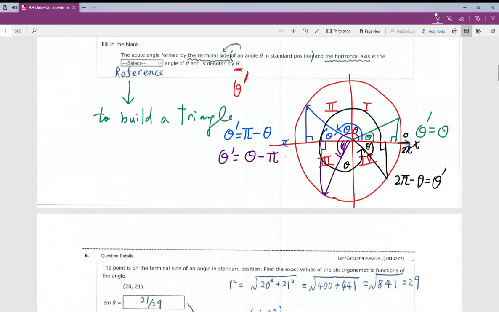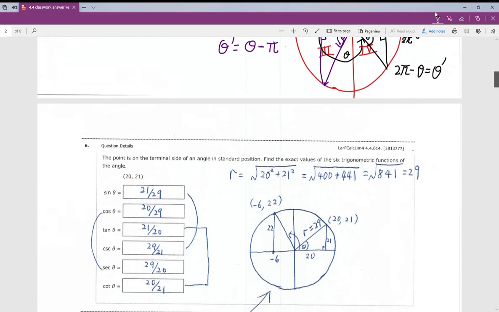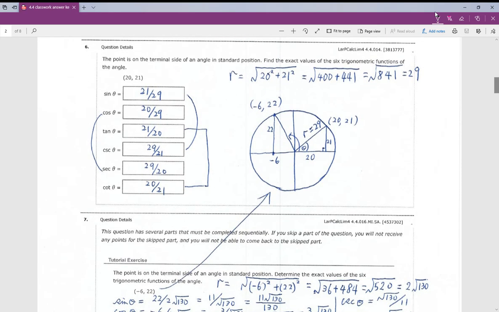So this is number 5. We keep going to number 6. Now number 6, if they give you a coordinate, this will be the coordinate.